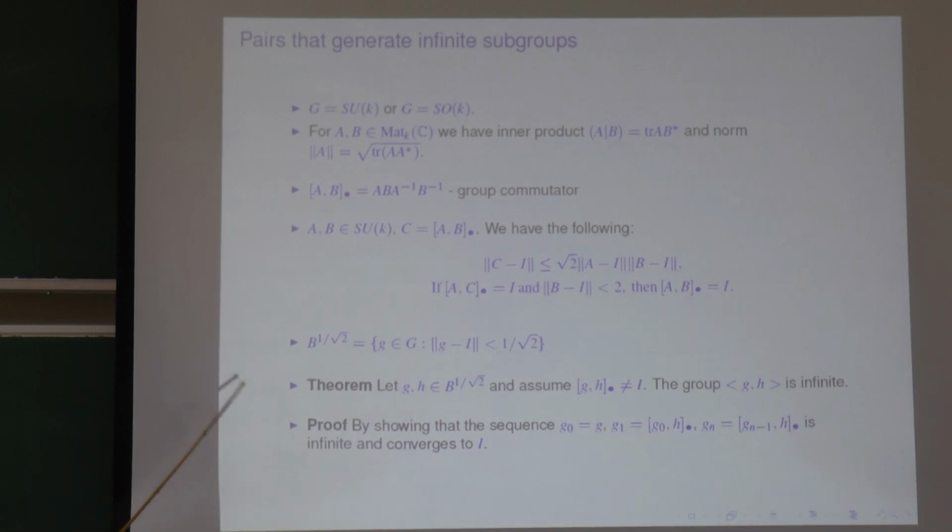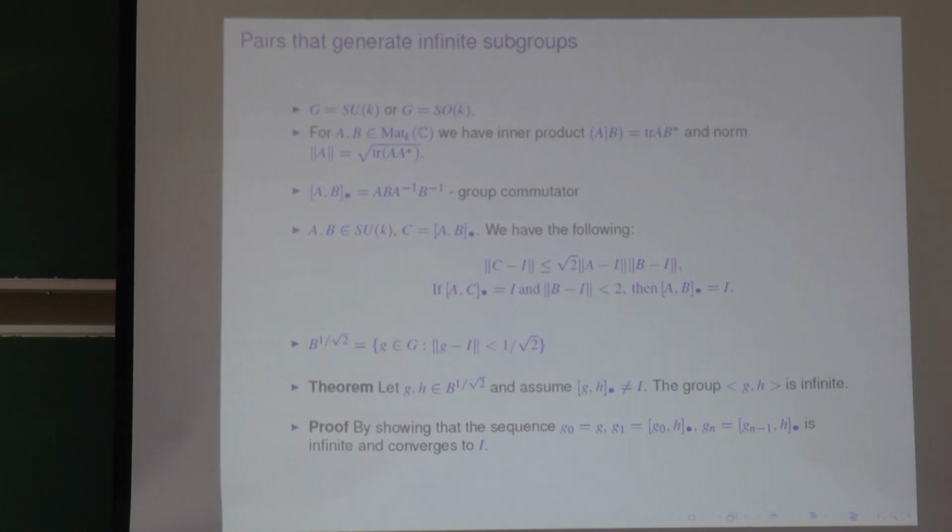So the other thing which I introduce is B with this index 1 over square root of 2. This is a ball which is centered at the identity. These are all elements for which the distance from the identity is smaller than 1 over square root of 2. This is not a power. It's some index, maybe a quite unfortunate one, because one can also define the power. We will take powers soon.